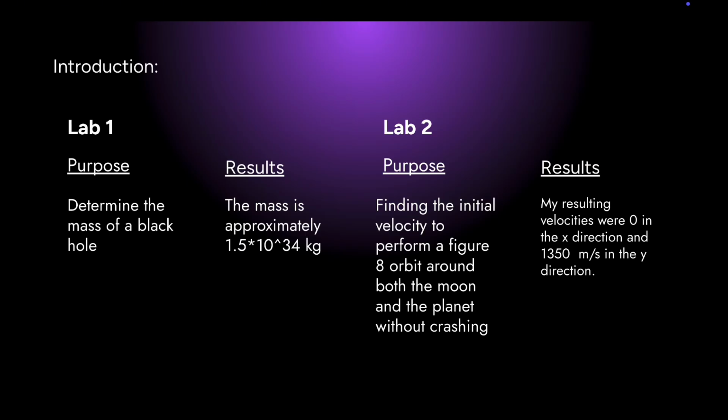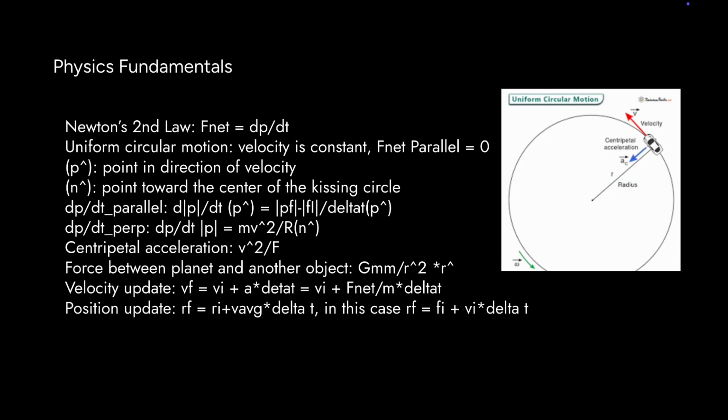As a preview of the results, we found the mass of the black hole to be approximately 1.5 times 10 to the 34th kg, and in the second part of the lab, the velocity was 0 in the x direction and 1350 in the y direction. Now on to the physics principles.